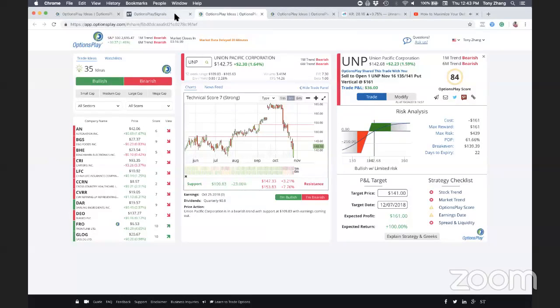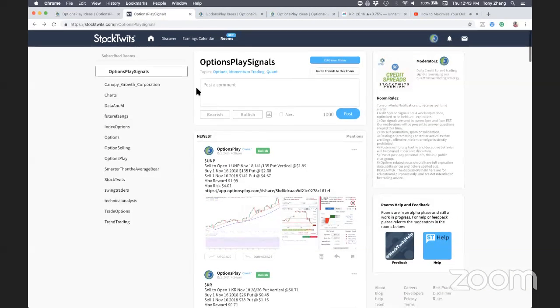So one of the great things about Options Play StockTwits signals is that when we send these out as an alert, you can either get a notification on your phone if you have the StockTwits app, or if you have email alerts set up, you can get an instant email the second we send out these alerts. So you're getting real-time alerts both on your phone and in your email so that you can action these immediately. And again, we send these out roughly between 2 to 4 p.m. Eastern every single day so that you have time to react to these before the market closes.